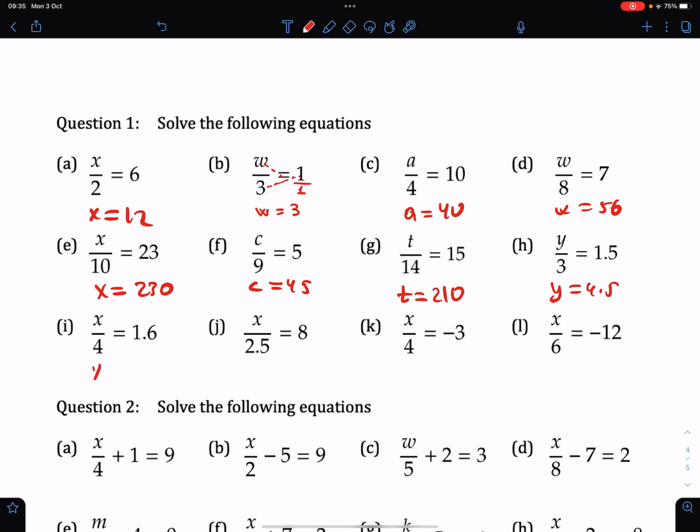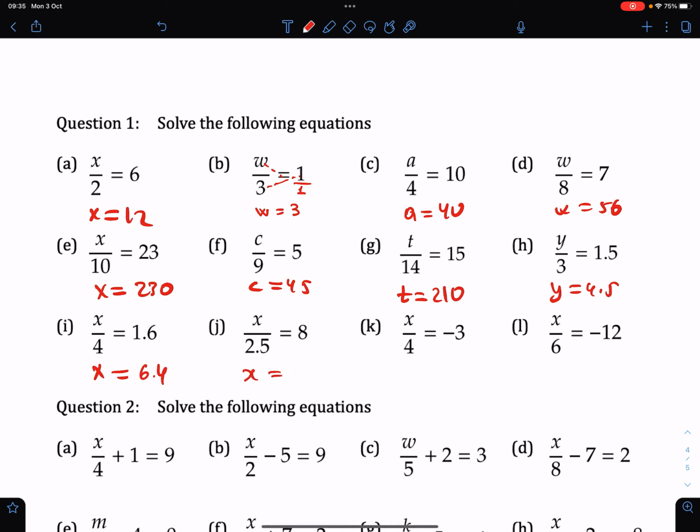4.5. X over 4 equals 1.6. X will be 6.4. Are we sure? Yes. I think 4.8. No, it's 6.4 because you multiply it by 4. Oh, yes, sorry. 6.4.